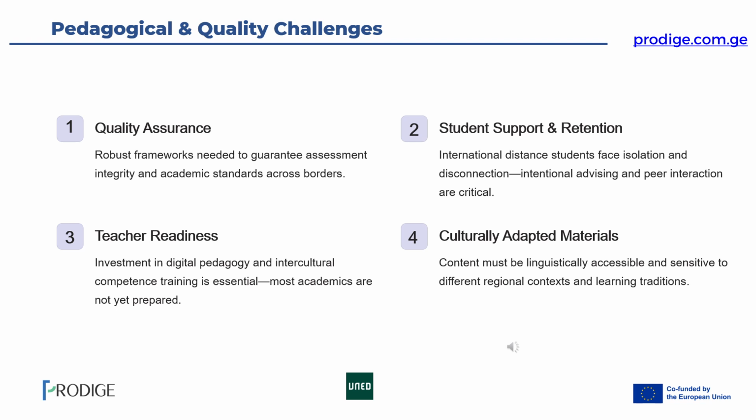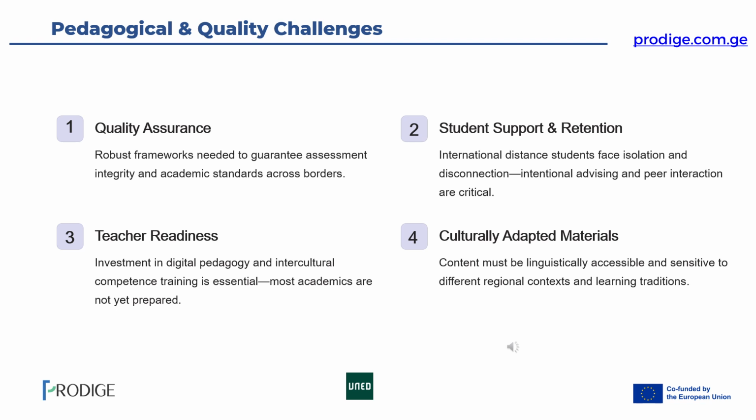If distance education is to function as a driver of internationalization, institutions need to address several pedagogical and quality challenges in a deliberate way. The first is quality assurance itself. Online international provision needs robust frameworks that protect academic standards, support reliable assessment, and ensure that learning outcomes remain credible across contexts. A second challenge is student support and retention. International distance students may face isolation, time management difficulties, uneven digital access, or a weak sense of belonging, so advising, peer interaction, and timely academic support become essential rather than optional.